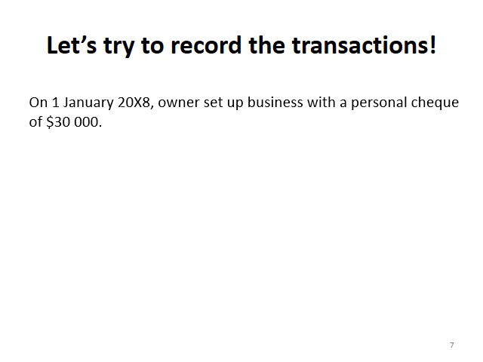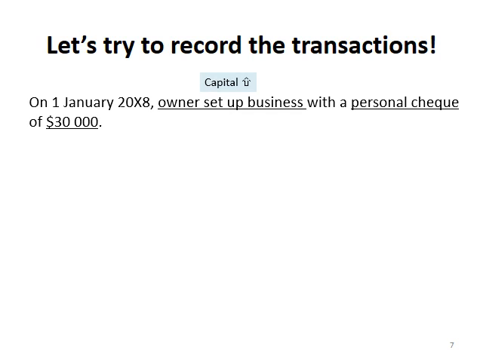Let's try to record the transactions. On 1st January 20x8, the owner set up business with a personal check of 30,000. Next, you need to know the keywords from the question. So you will find out that owner set up business refers to capital, and since a personal check of the owner is brought into the business, this refers to the cash at bank account for the business.